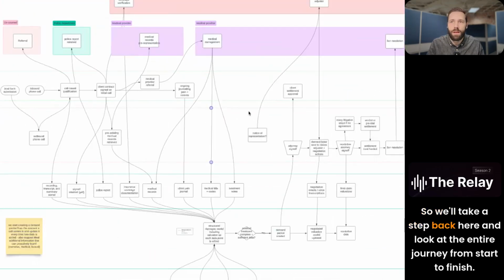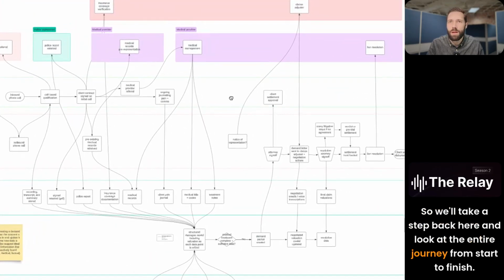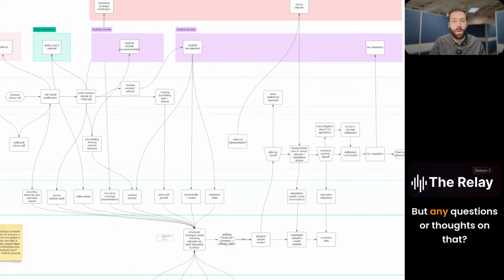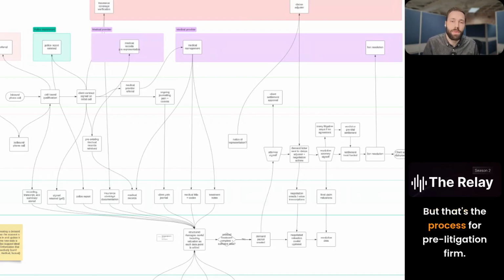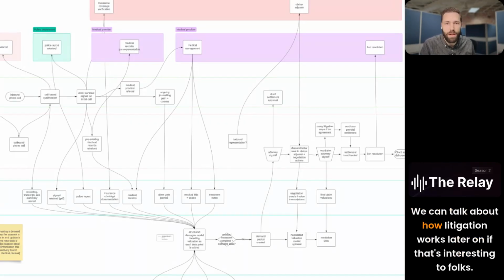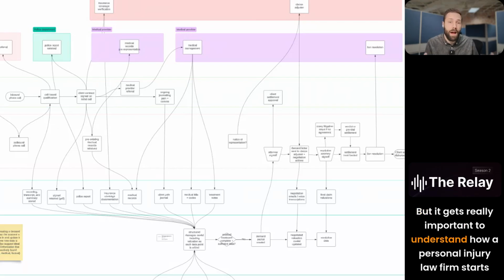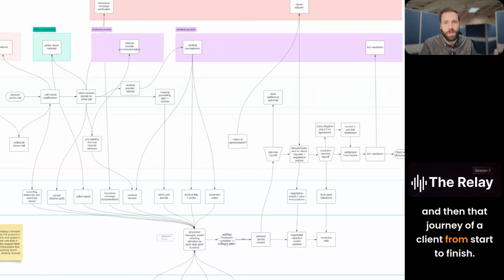We'll take a step back here and look at the entire journey from start to finish. But any questions or thoughts on that? I know that was a lot of information to dump on you all at the same time. But that's the process for a pre-litigation firm. We can talk about how litigation works later on if that's interesting to folks. But I think it's really important to understand how a personal injury law firm starts in that journey of a client from start to finish.